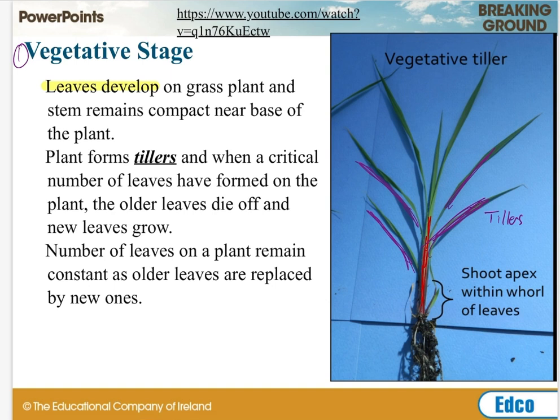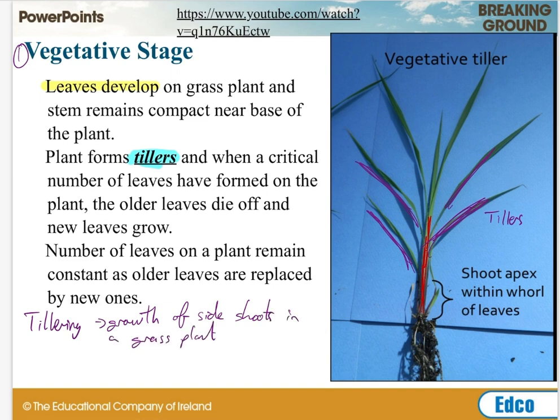Here the plant is going to form tillers. Now, tillers is a key term that you need to know. So what are tillers? Tillers are side shoots that grow out of the main leaf of your grass plant. So just to note, tillering is the growth of side shoots in a grass plant.